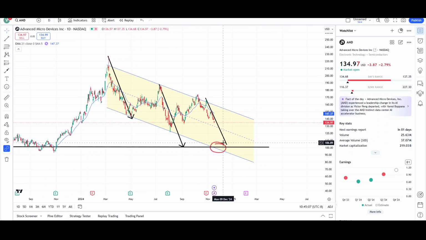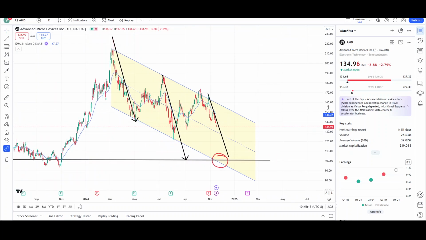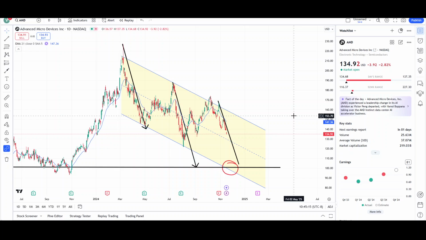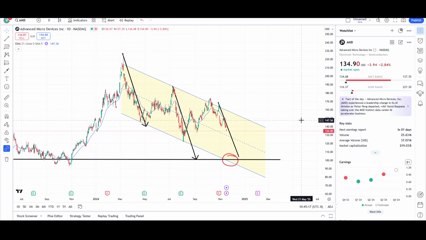So I'm looking for somewhere right around this $100 level. Is it guaranteed to get there? No, it's not. If it was guaranteed, then we'd have multi-trillionaires in the world. But again, the market's not guaranteed.